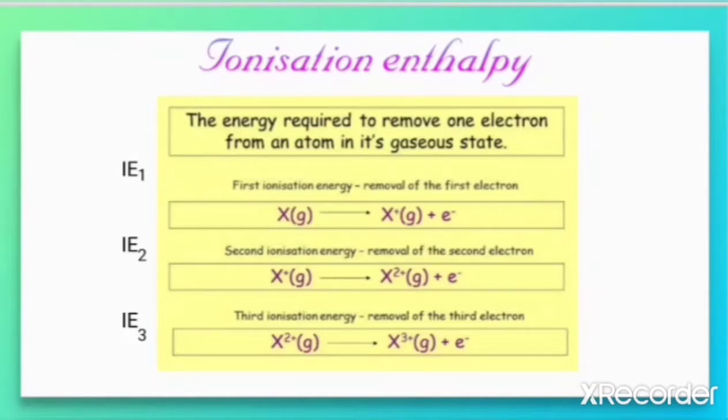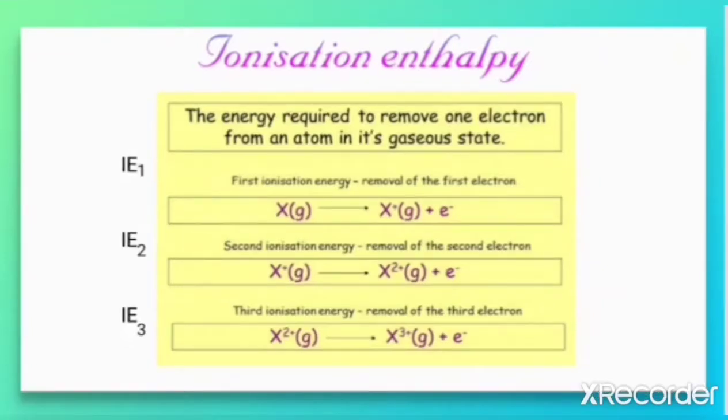So in simple terms, we can say the ionization enthalpy is the energy required to remove an electron from an atom in its gaseous state. When we compare the first, second and third ionization enthalpy, it is observed that the second ionization enthalpy is greater compared to the first, and the third ionization enthalpy is greater compared to the second.